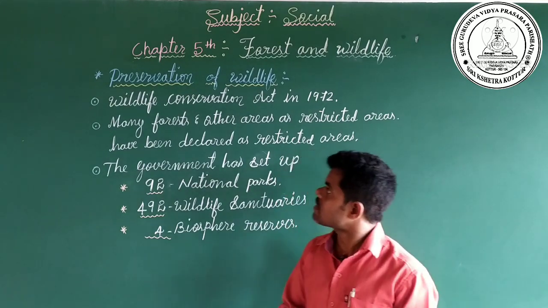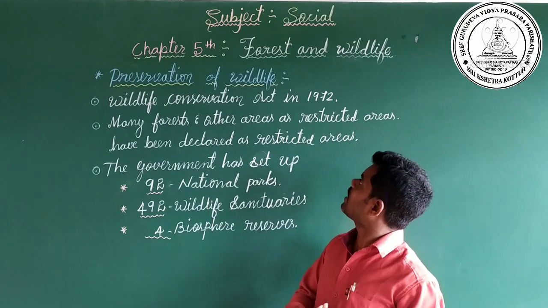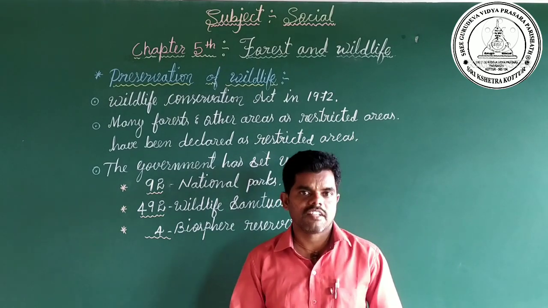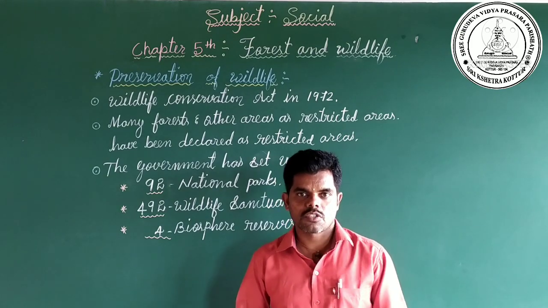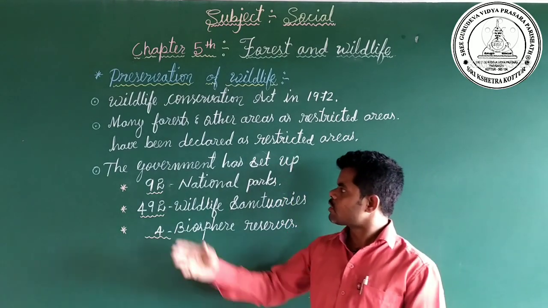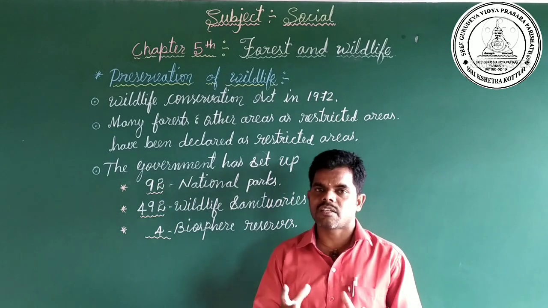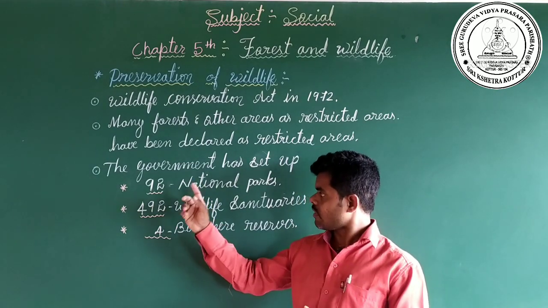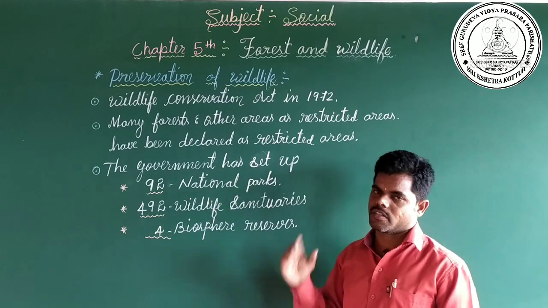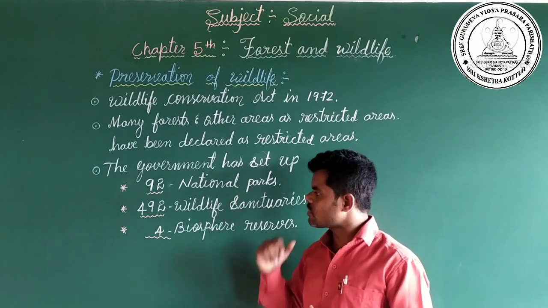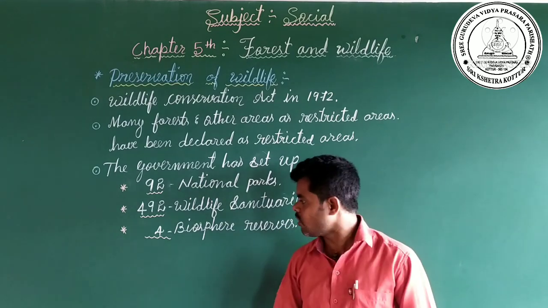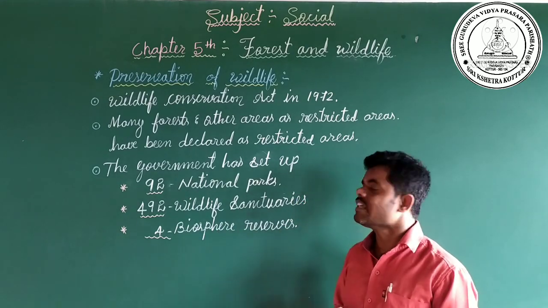The second thing is that many forests and other areas are declared as restricted areas. The best example: our government has set up restricted areas like 92 national parks, 492 wildlife sanctuaries and 4 biosphere reserves.